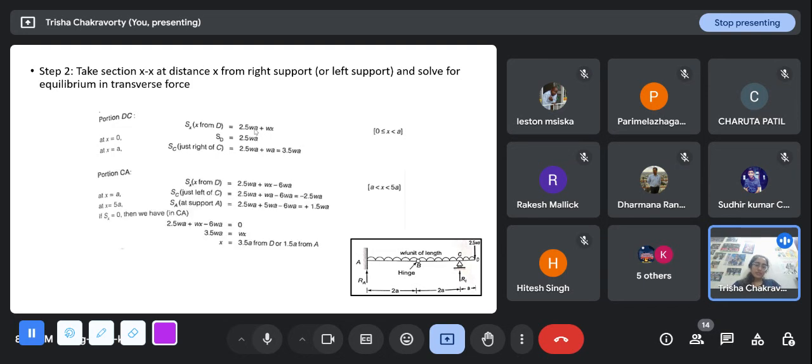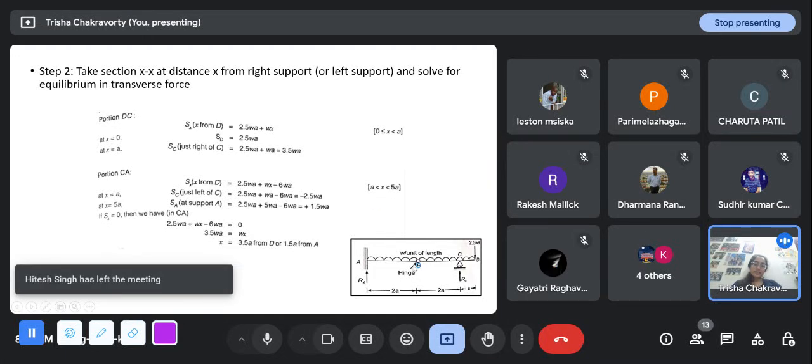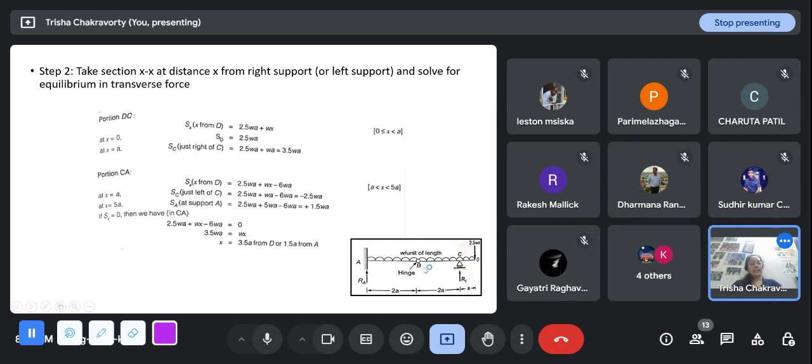Then I go to the portion CA, and the internal hinge doesn't change the pattern, it doesn't cause a jump or anything. So the CA is taken as the same zone. So suppose it is at distance X, what we get from the right side is plus 2.5 WA and plus WX, because this is X from D, so W into X in plus, because it is downward direction, and RC I got 6 WA in the upward direction, so this is minus 6 WA, and this is the equation that we get in this zone.